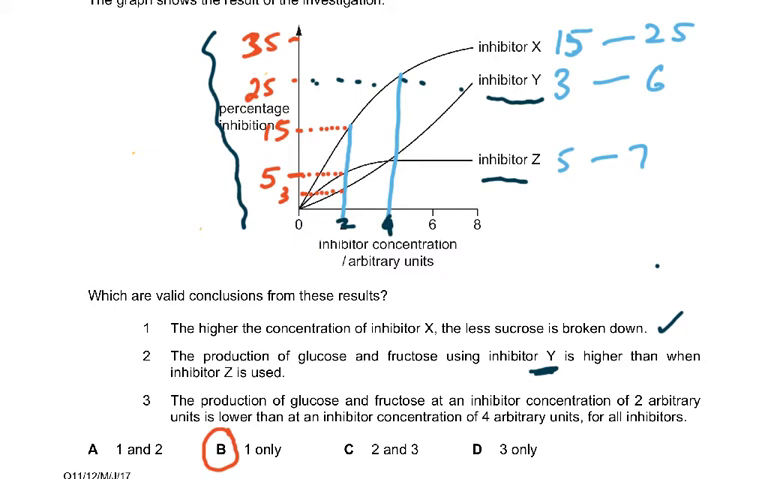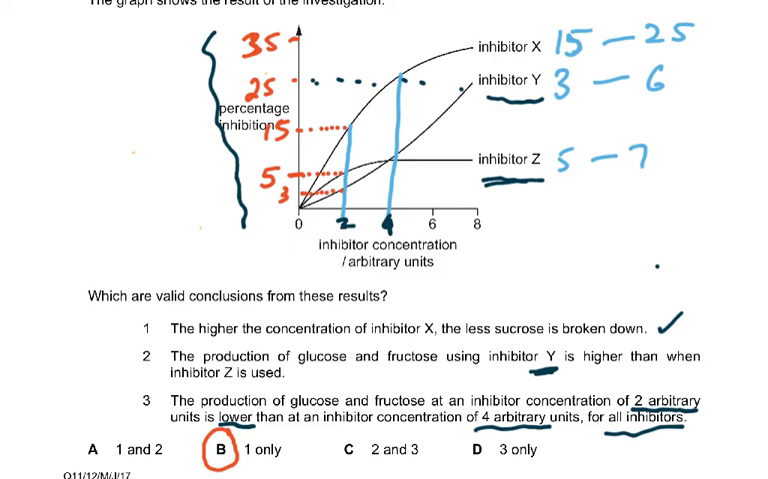And Z, you see they are comparing Y and Z. Y is inhibiting it 25%, Z is inhibiting it only 6%. And the production of glucose and fructose at an inhibitor concentration of 2 arbitrary units is lower. Inhibition is lower. You have to realize that the inhibition is increasing, so production of glucose is going to decrease. They've given it the other way around. As the inhibition increases, the production of glucose and fructose will decrease.